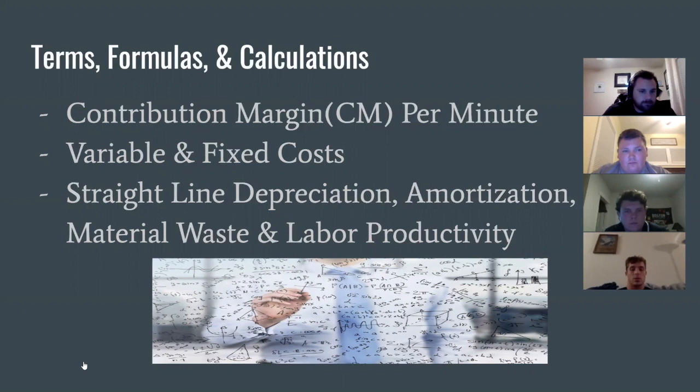Then we look at the next two, which are straight line depreciation and amortization. It's very important in accounting to use these so that you can correctly depreciate your assets within the company. Then the last two we look at are the material waste and the labor productivity.